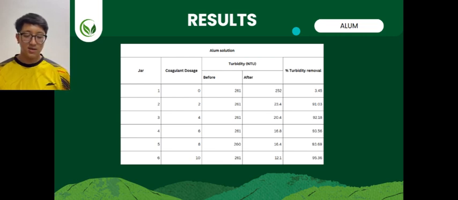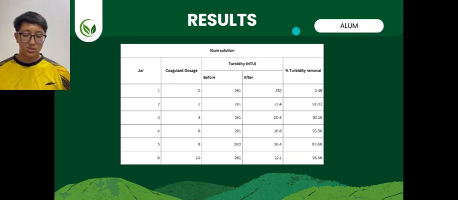The result clearly demonstrates that all three coagulants were capable of significantly reducing turbidity. However, their efficiencies, optimum dosage, and settling behaviors differed noticeably. With increasing dosage of alum, turbidity removal rose consistently at low doses, 2 to 4 ml. Alum removed over 90% of turbidity, demonstrating its effective and swift coagulation ability.